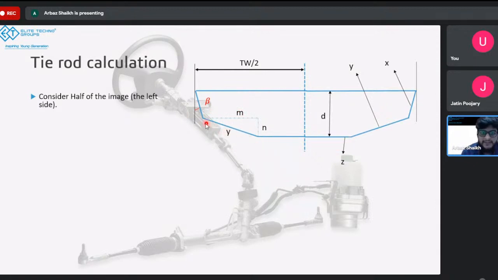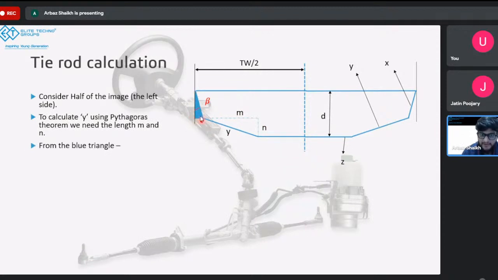And we want to calculate the length of the tie rod. So by simple geometry, if I know the length of M and the length of N, by Pythagoras theorem, I can calculate the length of Y. So my aim now becomes to calculate the length of M and N. I'll make another triangle over here, this small blue triangle, and I'll name its sides I and J.